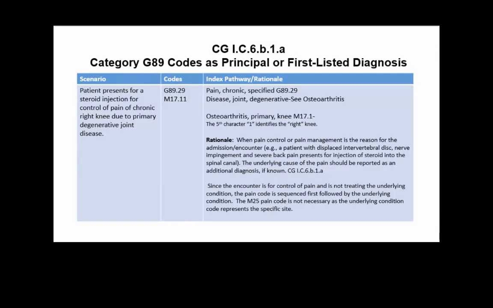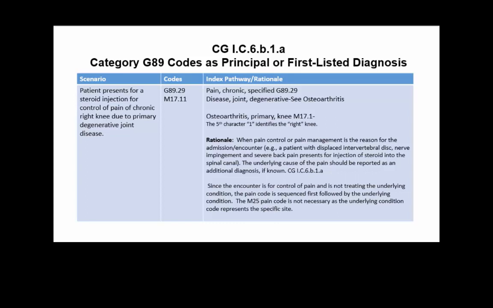Here's an example of when we could use G89 category codes as our principal. The patient presents for a steroid injection for control of pain of a chronic right knee due to primary degenerative joint disease, also abbreviated DJD. When you look up DJD in the index, it takes you to osteoarthritis, so you can just go to osteoarthritis when you see that medical term used, DJD. In this case, though, the patient is presenting for control of pain, not for treatment of the DJD. So the G89 code would be the principal because the patient is presenting for control of the pain.